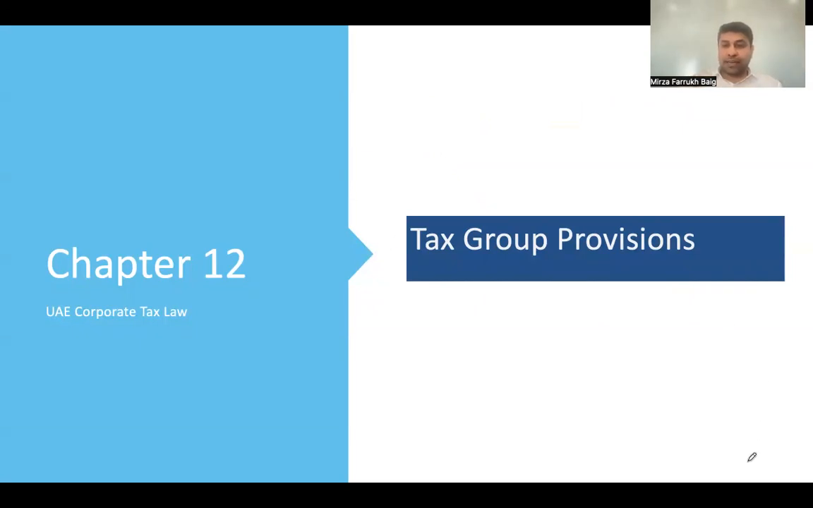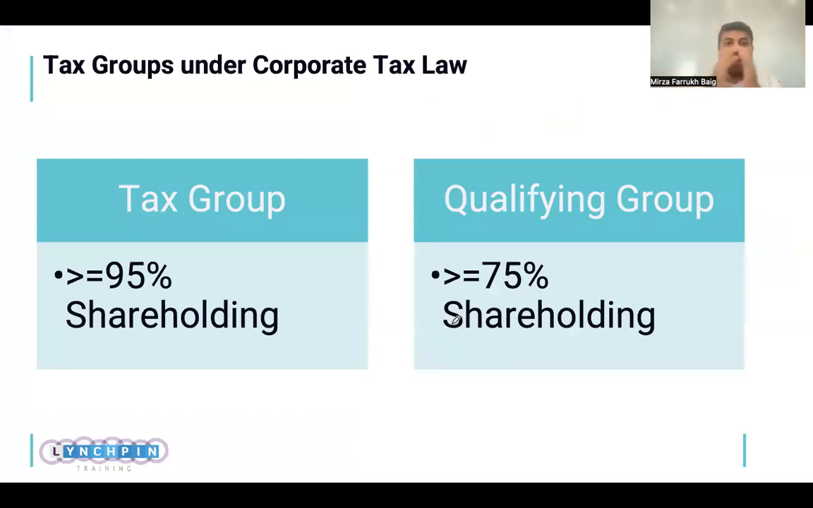Let's now focus on the tax group provisions. Tax group provisions are few only. Up to now, we have not been given a lot of clarification on that. But as we are getting so many queries, I thought it would be a great area to have a focus session only for the tax groups. In UAE tax law, we have two concepts. Somewhere it's mentioned as tax group, and in some areas we have the qualifying group. So it's very important to understand the difference between the two.